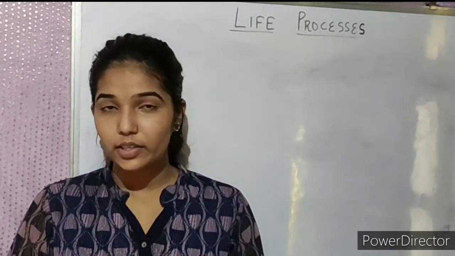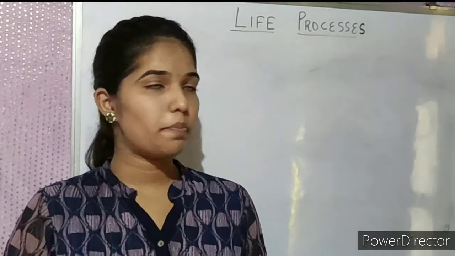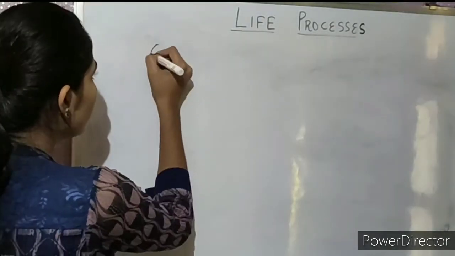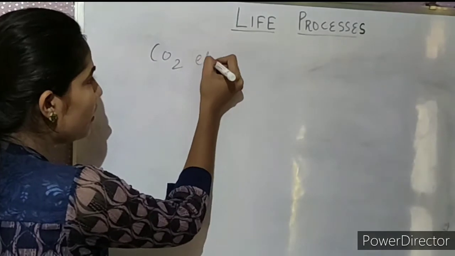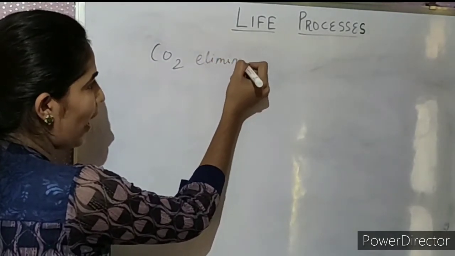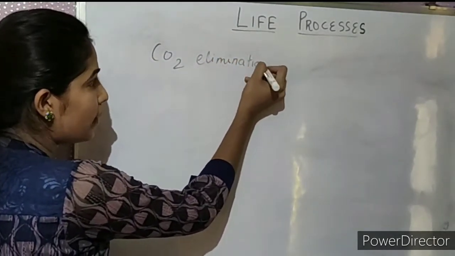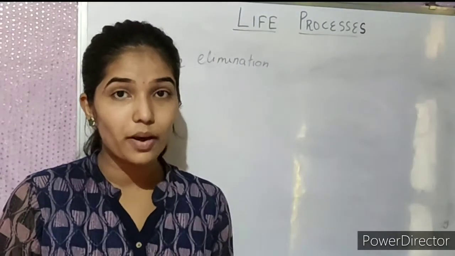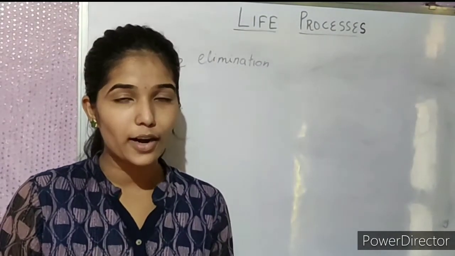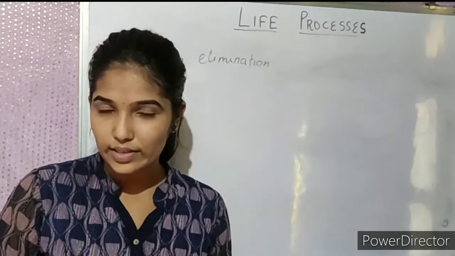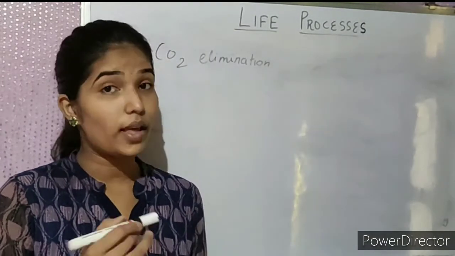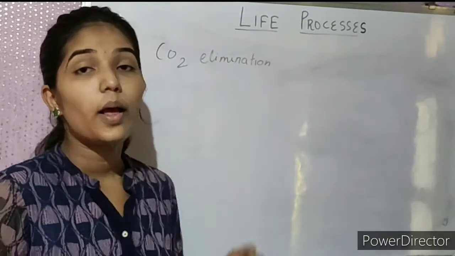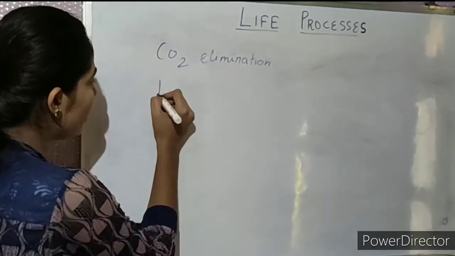Now at night, the major event that takes place is carbon dioxide elimination by the plants. During the day, the carbon dioxide which is released by the humans is taken up by the plants for the process of photosynthesis. So there is no elimination of carbon dioxide during the day, but only a release of oxygen.